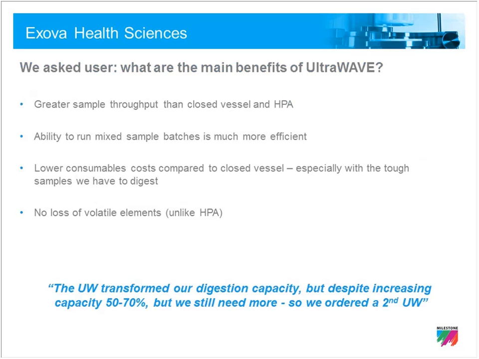What does ICP-MS see in the ultrawave? What are its primary benefits? As you can imagine, it's throughput. That's a big benefit to them. But also the ability to run mixed sample batches and having a simple system to do all of their sample prep. Lower consumables costs, especially due to the fact that you can use disposable vials, and getting great retention of traditional volatile elements.